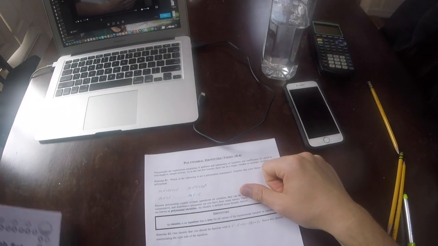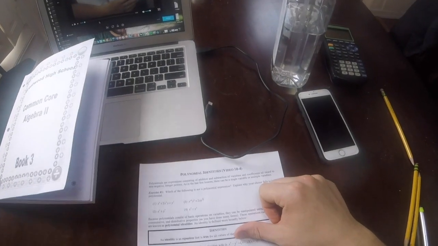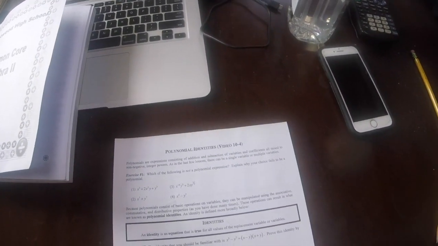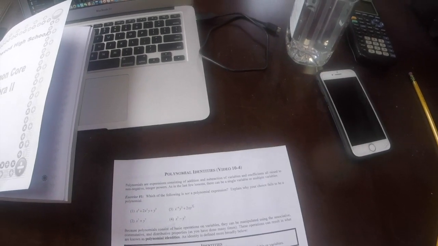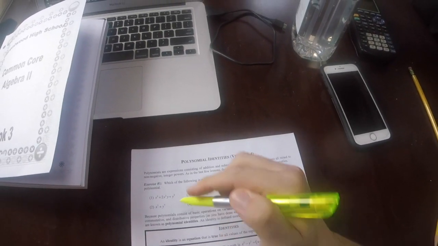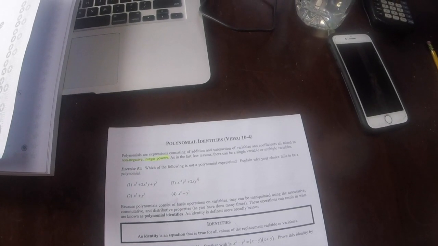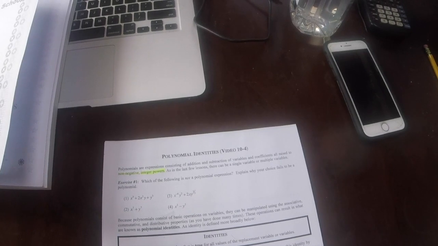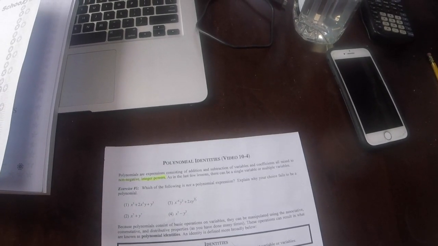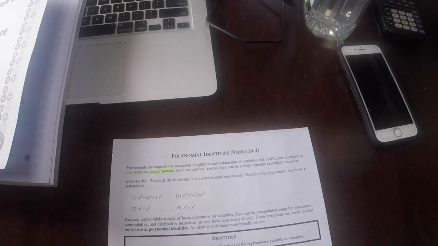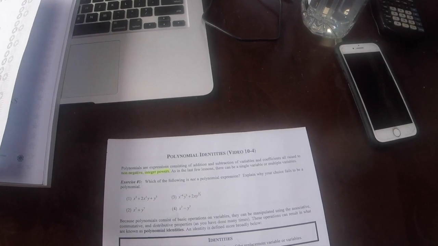All right. So today we're going to talk about polynomial identities. Polynomial identities are expressions consisting of addition and subtraction, variables and coefficients, all raised to non-negative integer powers. Okay, so it can only be a polynomial if the exponent is non-negative, and it's got to be an integer, which means it can't be a decimal. It's got to be a whole number.